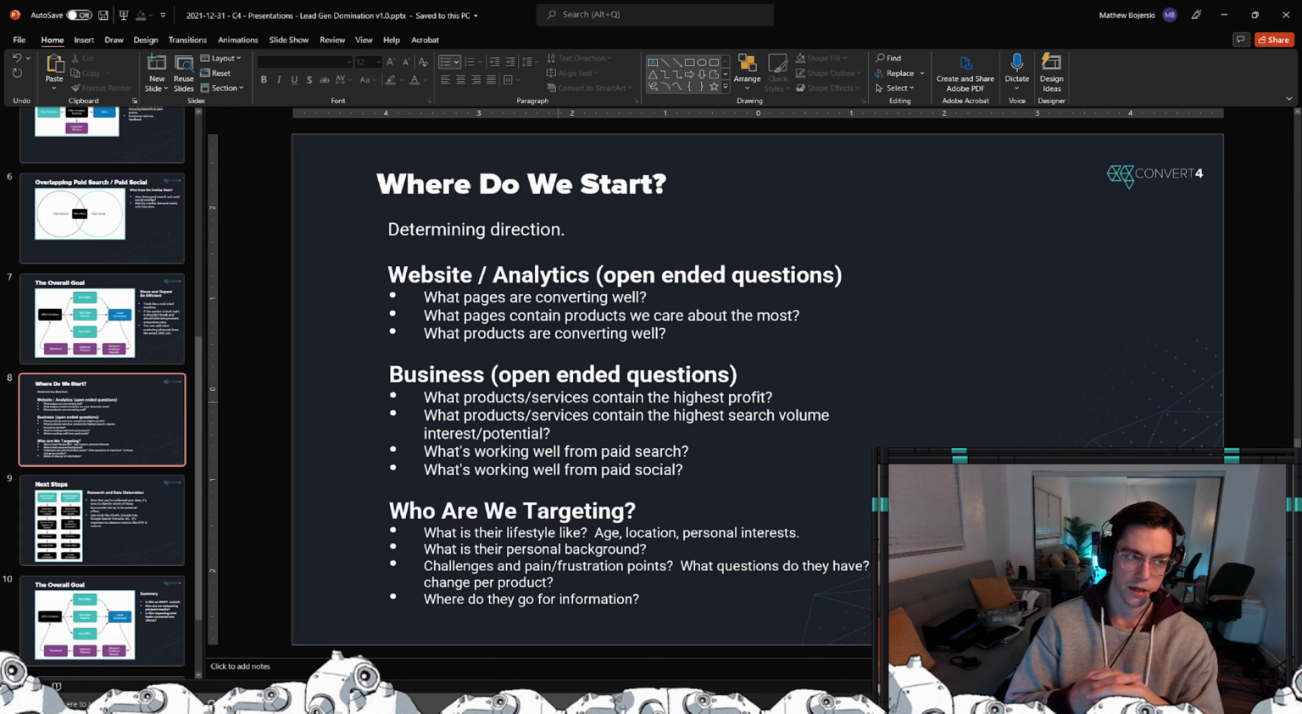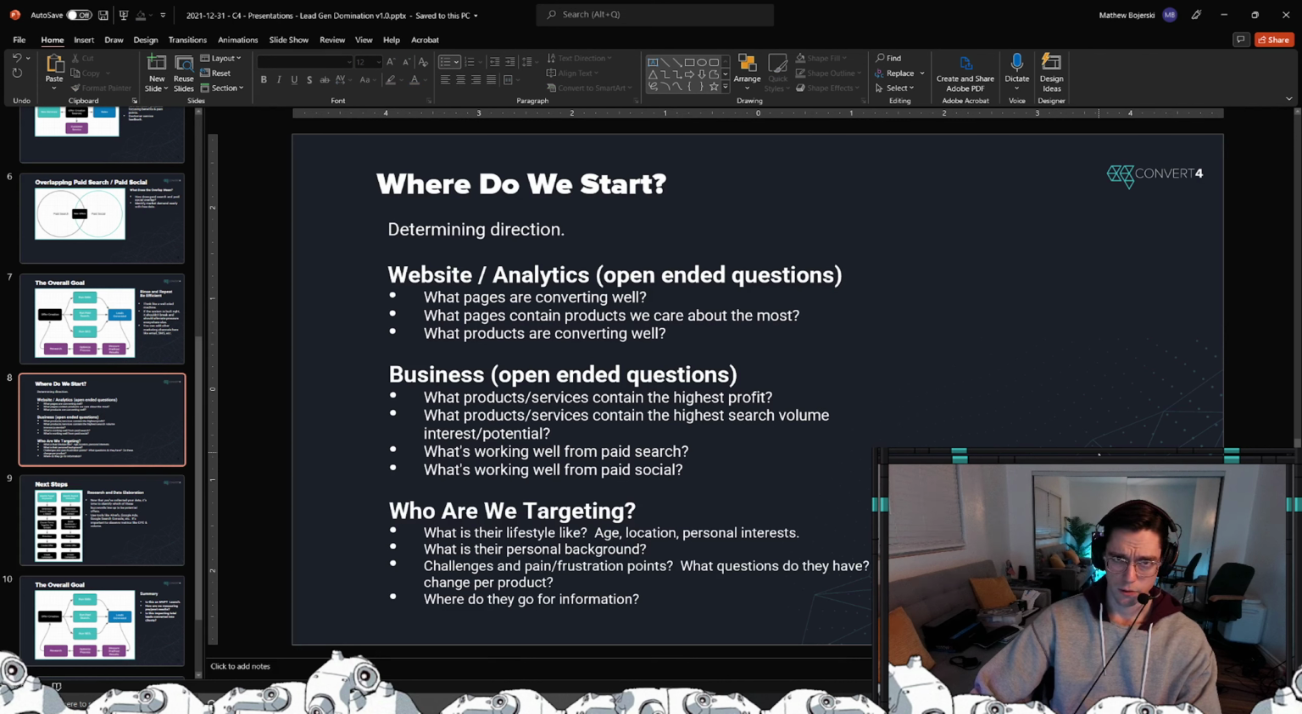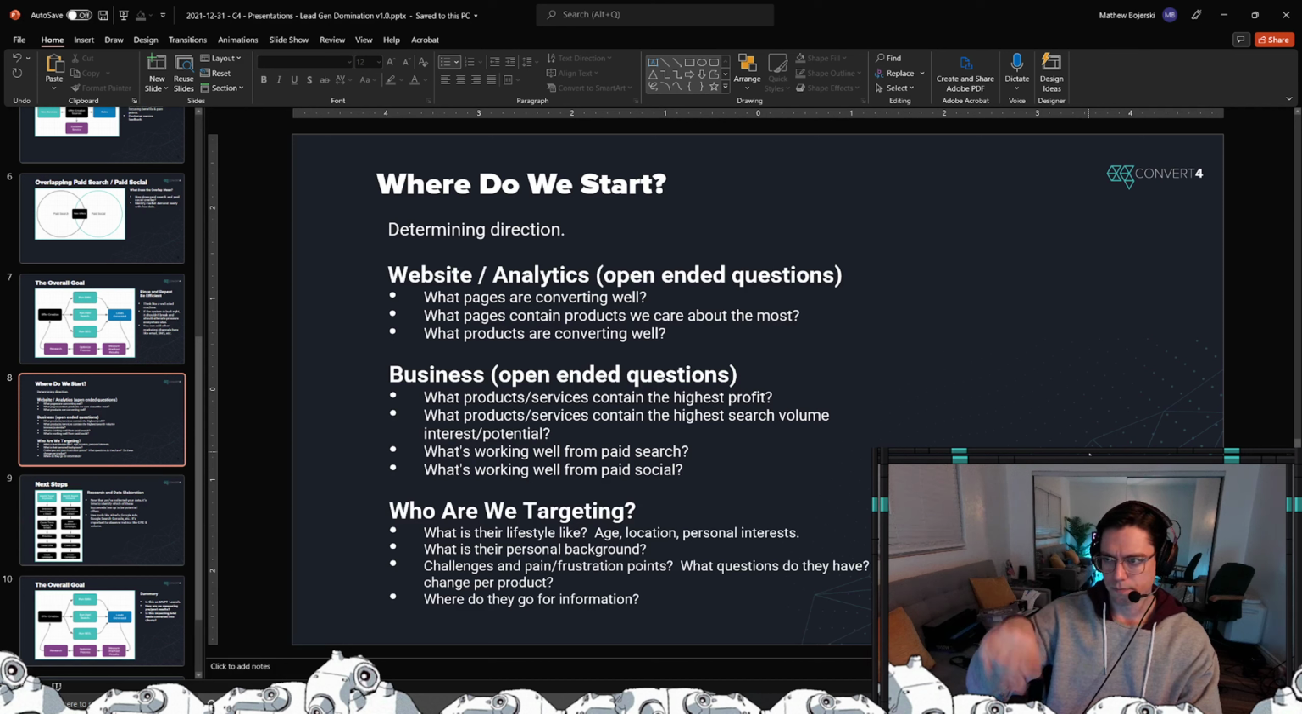You can use tools like Ahrefs or Google Trends, or you can use Keywords Everywhere. There's plenty of keyword research tools out there. Take a look and see what's working from a paid search perspective and a paid social perspective. And as you're doing this, you're making lists of this information, and you'll start to notice an overlap.